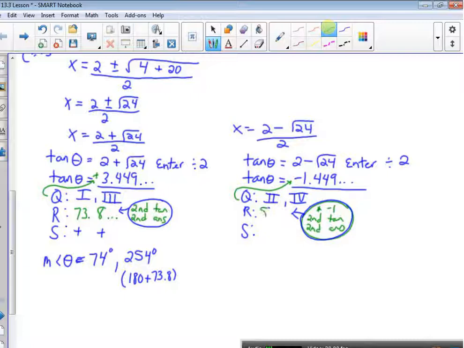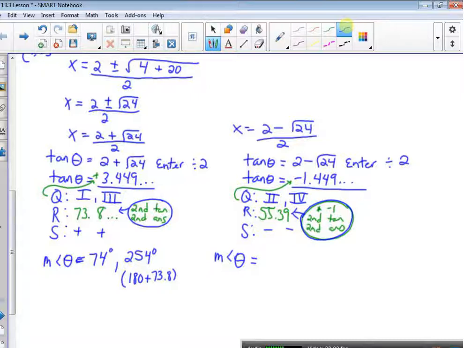So we get 55.39, and it goes on and on. Again, the sign is negative, just a reminder there. So now the measure of angle theta for these in quadrants 2 and 4.